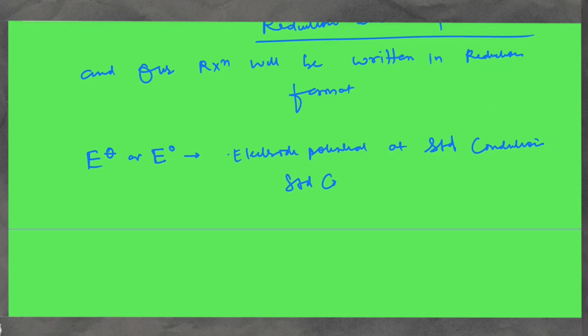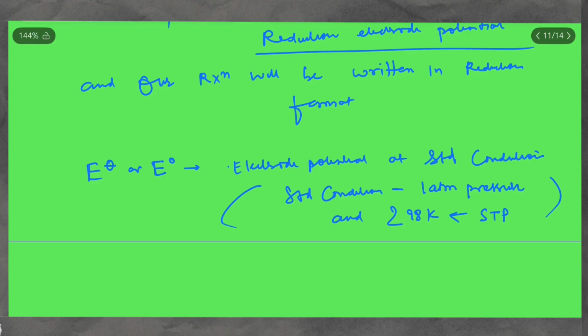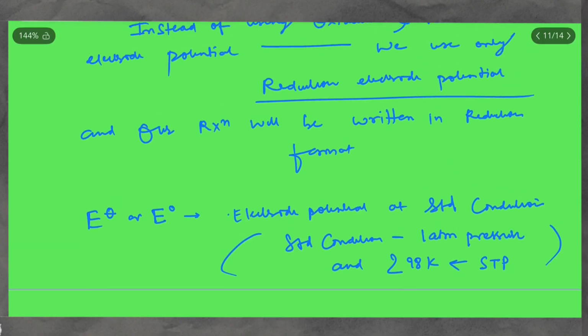Standard condition is 1 atm pressure and 298 Kelvin, and we usually call it STP condition, standard temperature and pressure. So it is basically the potential, the voltage value which we will be getting in the voltmeter, and this is represented by E naught, and it is electrode potential.